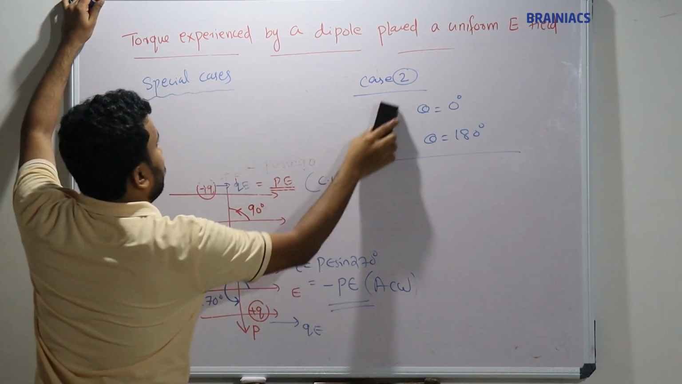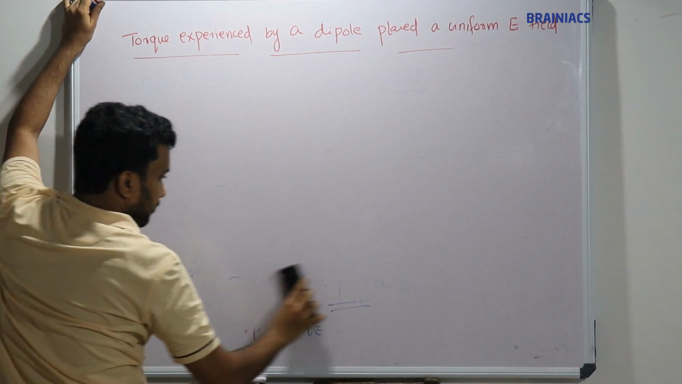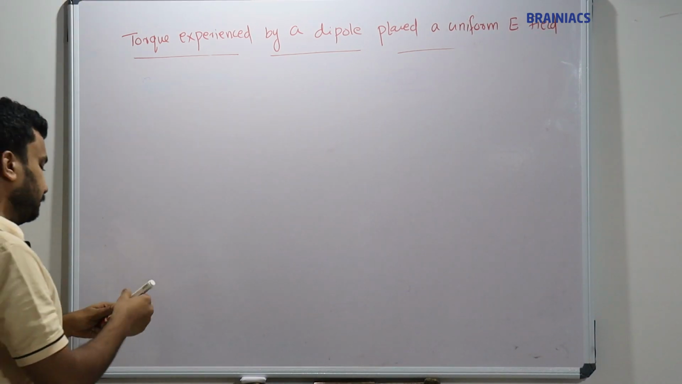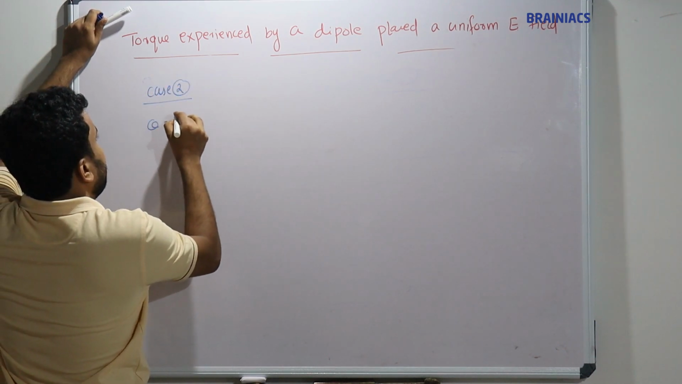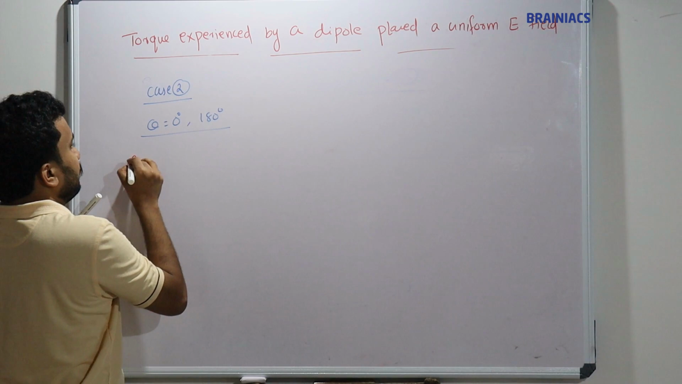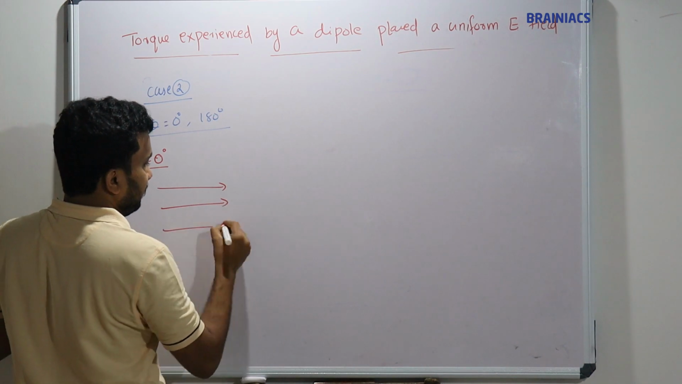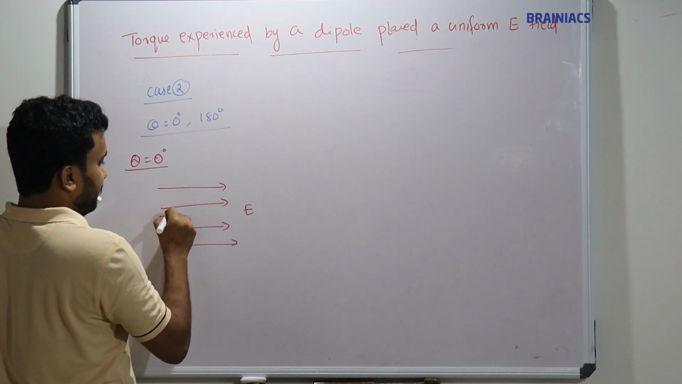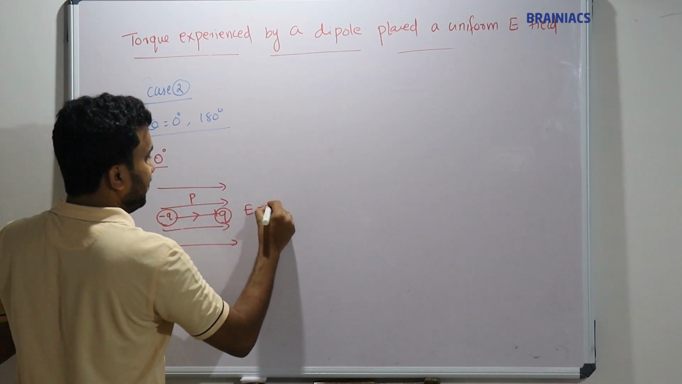So I need a little more space. I will write it using the complete board space I require. Case 2: theta equal to 0 degree and theta equal to 180 degree. We'll say first case, theta equal to 0 degree, which means the electric field is like this, dipole moment P. So minus Q is placed here and plus Q is placed here. P is like this, E is like this.